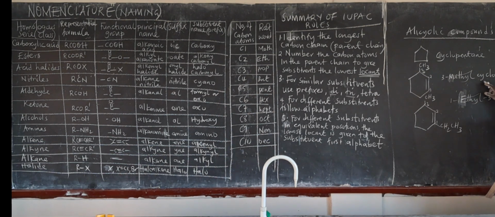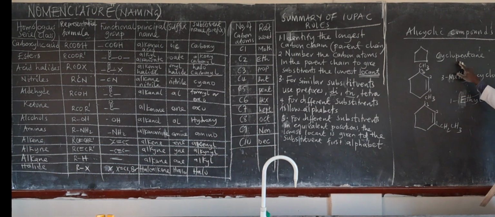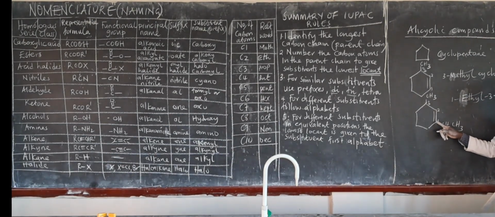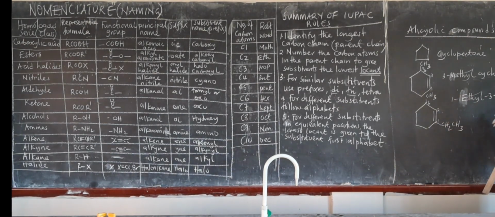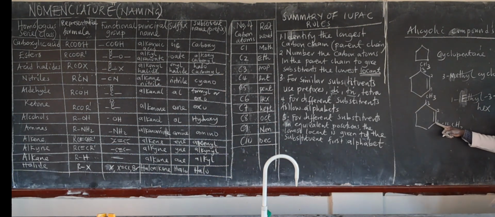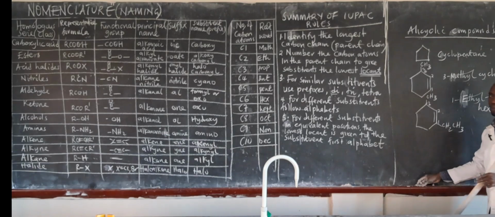This should be a continuous word here. Cyclopentane, this is continuous, no space. So this is cyclohex, hex-1-ene. So that's how you name those.